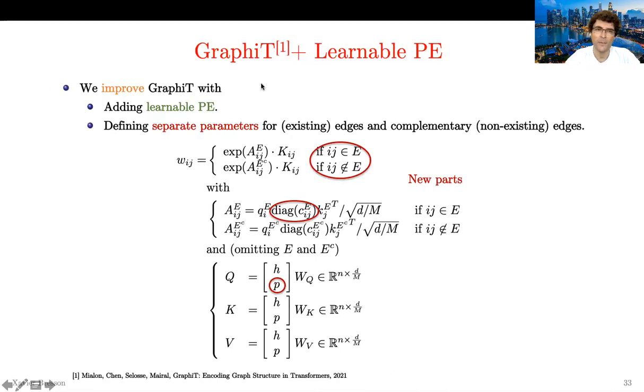We also augment Graphiti by adding this learnable positional encoding. And we also separate the parameters between edges and non-existing edges. Okay. So again, you're going to have here the diffusion distance, Kij. We're going to have the edge feature, and we're going to have the positional information that we concatenate to the structural information.